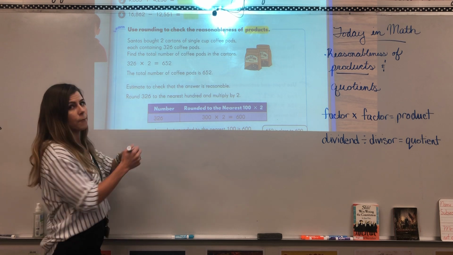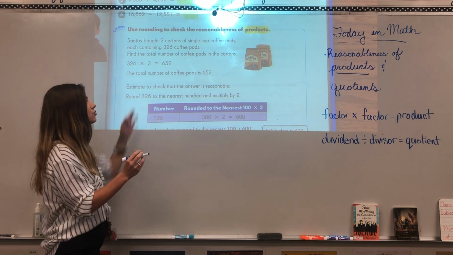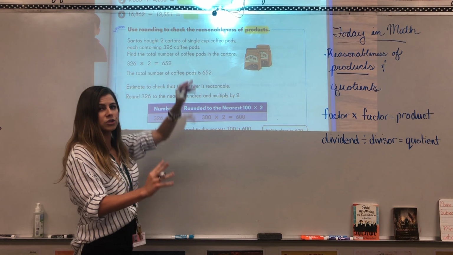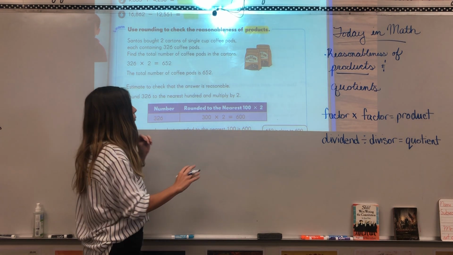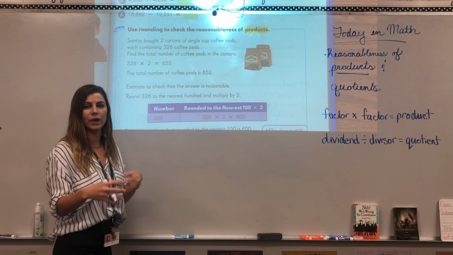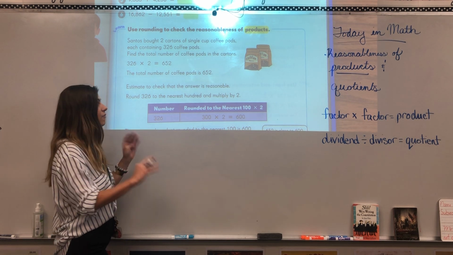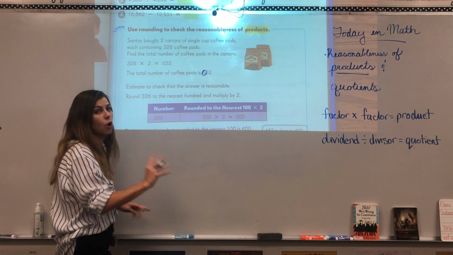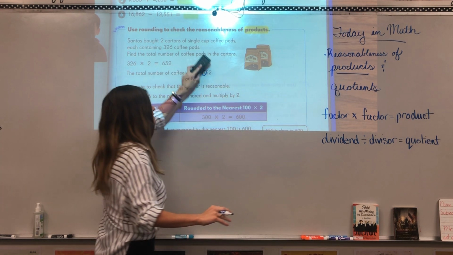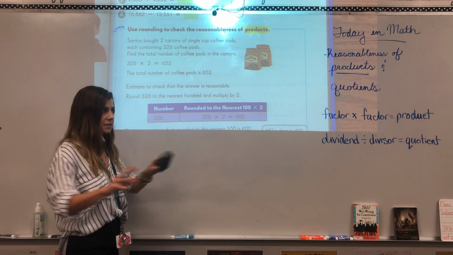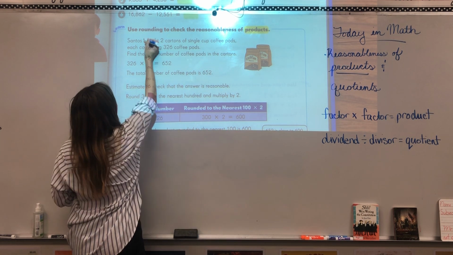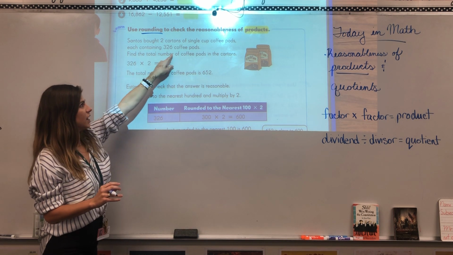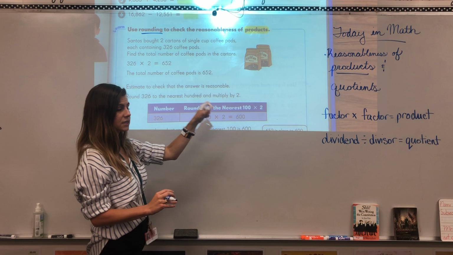Now make sure you pay attention, because when it says use rounding, you have to round, and that is different than front-end estimating, okay? So we have to make sure we keep those separate. Rounding, you use your jingle: 5 or more, raise the score, 4 or less, let it rest. Front-end estimating, you just circle the leading digit and add zeros. You don't round when you say front-end estimating. So we're going to start out with rounding. Use rounding to check the reasonableness of products.